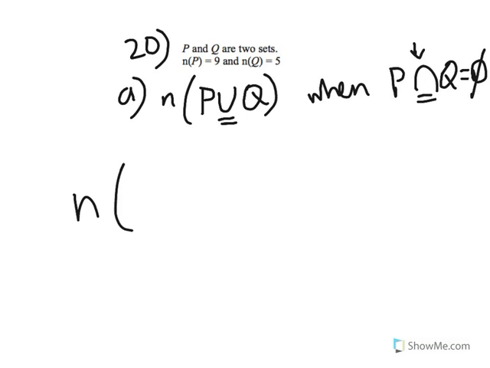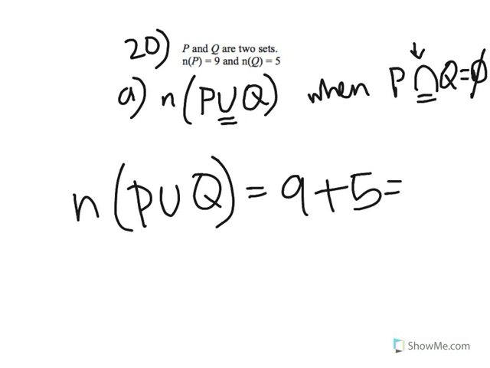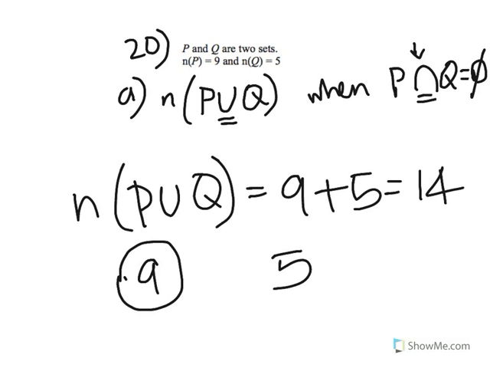Meaning the number of elements in P union Q should be all of the numbers that are possible, which is 9 plus 5. So that's 14. Since there are 9 elements in P and 5 elements in Q, and none of them have anything in common, so P union Q, all the possible numbers, should be all the numbers in P plus all the numbers in Q. So it becomes 14.